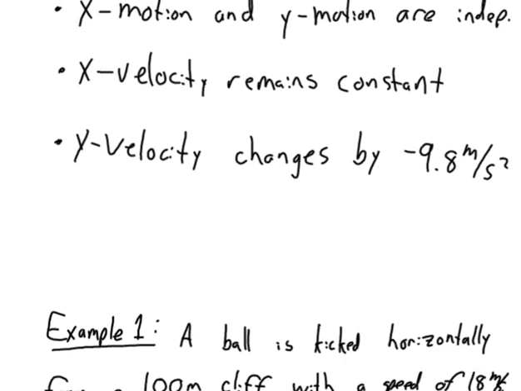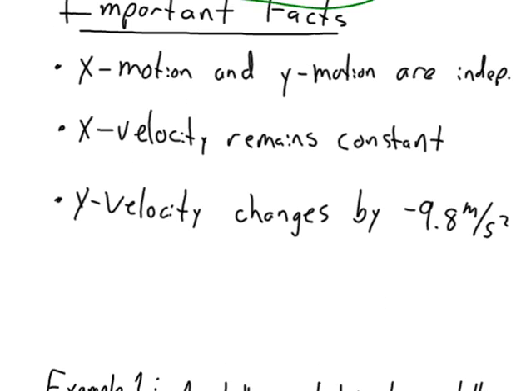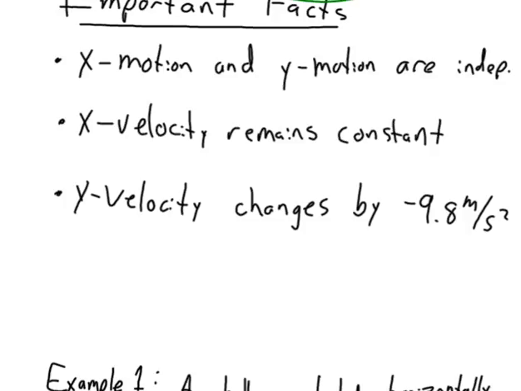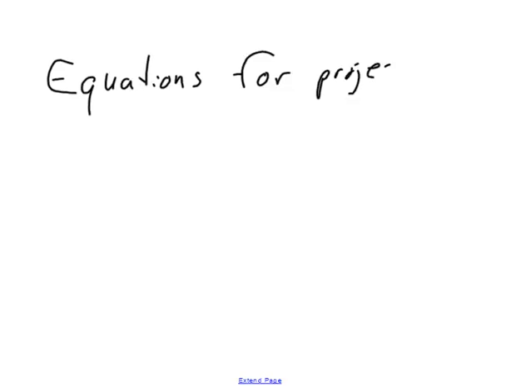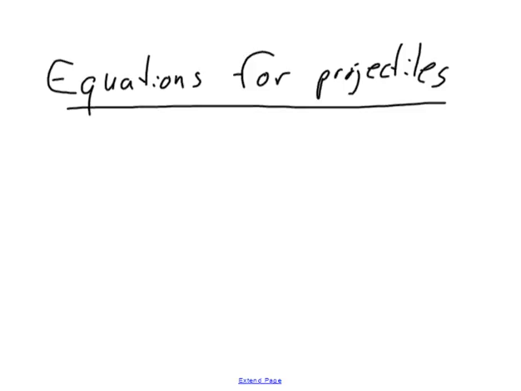So where we get the equations isn't as important as having them to begin with. So I'm just going to write down the equations. I'm going to do it on a different page because I'm having trouble here. So here's our equations. Equations for projectiles. In the x motion, we only have one equation.